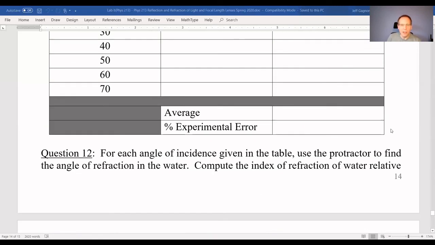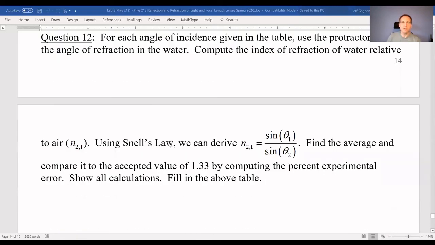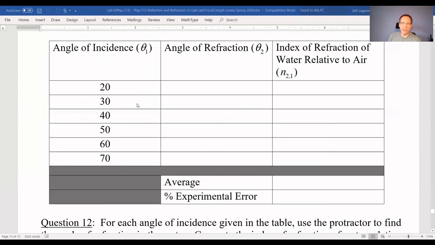And actually in the question, I read out exactly what formula you want to use. So it turns out if you use Snell's law, you can derive that ratio, so this is basically N water over N air, which we're calling N2,1. It's simply going to be the sine of the incident angle, theta 1, divided by the sine of the refraction angle, right? So it'll be the sine of 20 divided by the sine of whatever you got for the first angle of refraction, then sine of 30 divided by the sine of this angle, and so on. So you want to compute all of those index of refraction ratios, then average them together.